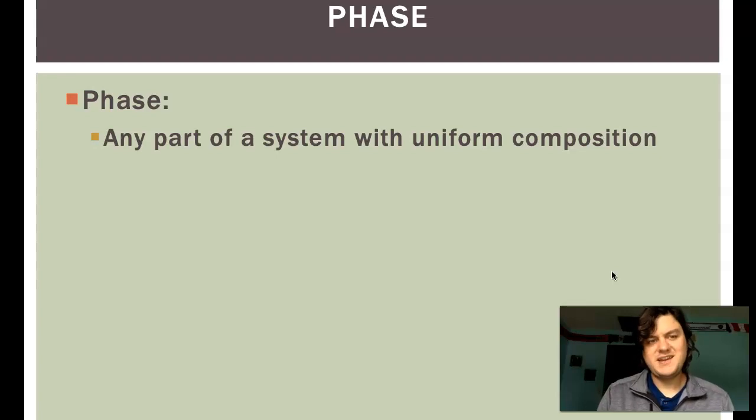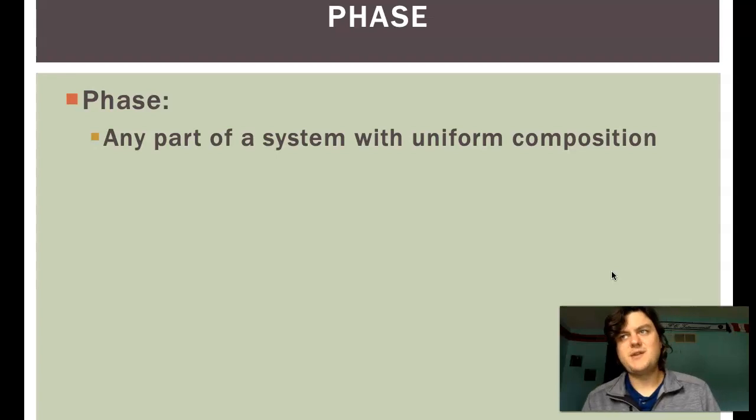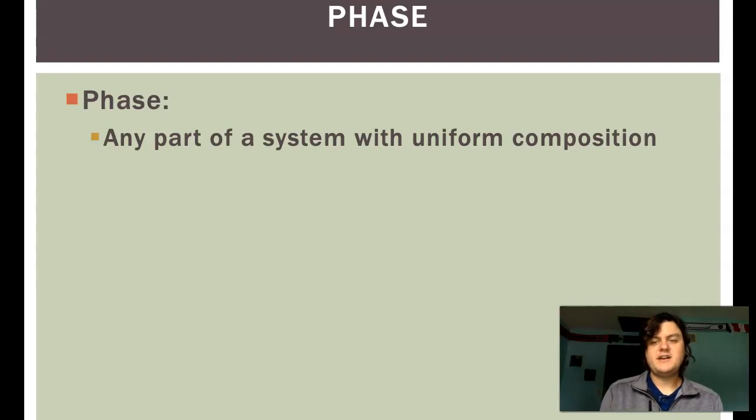Okay, so here is a quick definition of phase, just to make sure that we get this so you can see it and not just have it from me verbally. A phase is any part of a system with uniform composition. So again, heterogeneous mixtures have multiple phases, and homogeneous mixtures have just one phase.